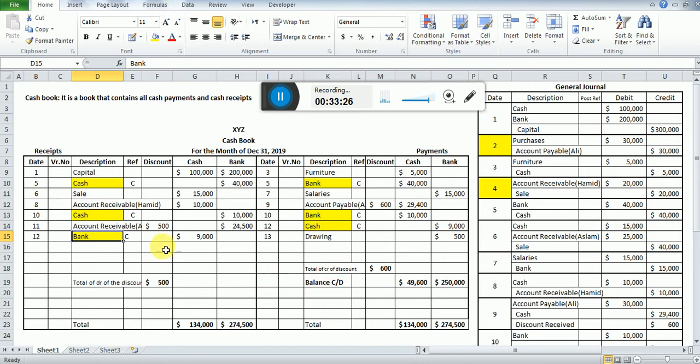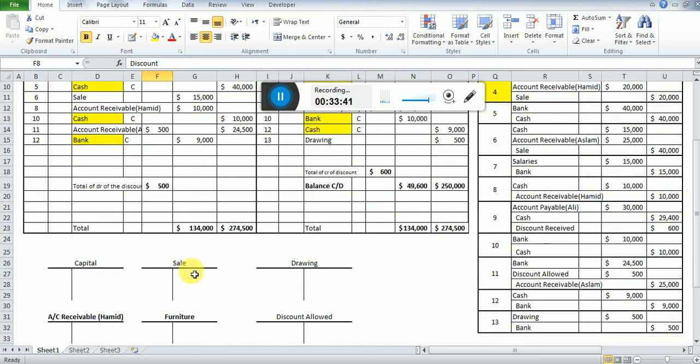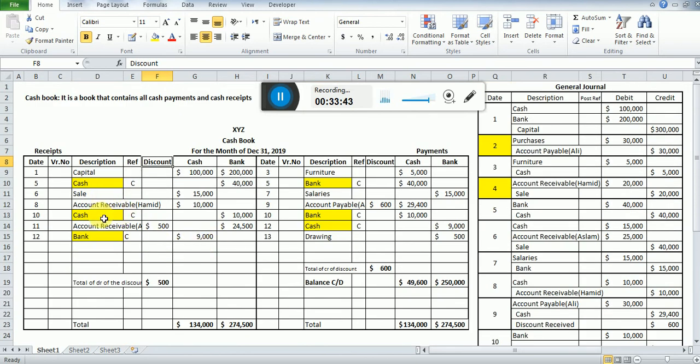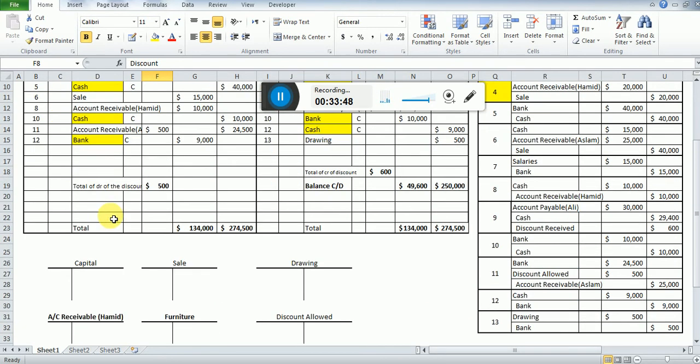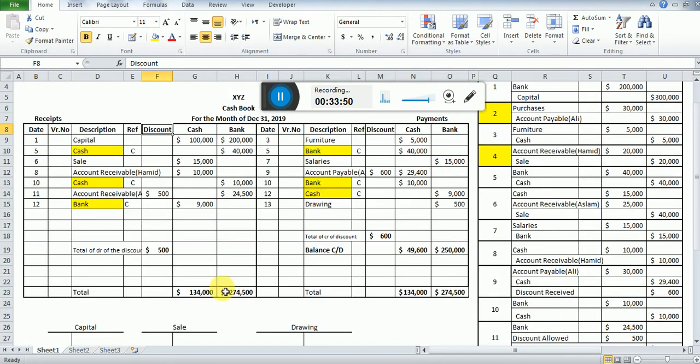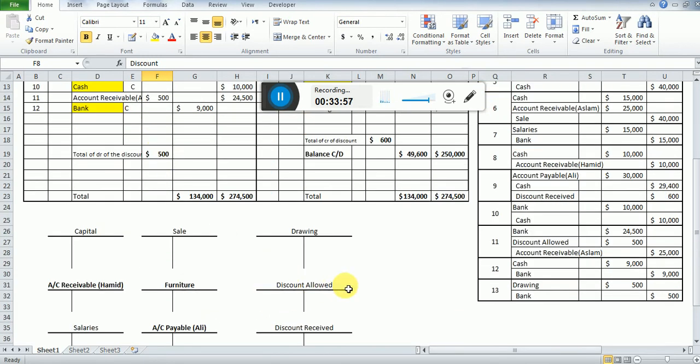Look here: capital, sale, account receivable, furniture, salaries, account payable, and drawing. And also the discount. This is a rule, and I'm repeating how many accounts you have to create here. Other than cash and bank, whatever is remaining, you have to create accounts for them, and you also have to create an account for discount. So this one you have to create as a discount allowed account, and another as a discount received account.